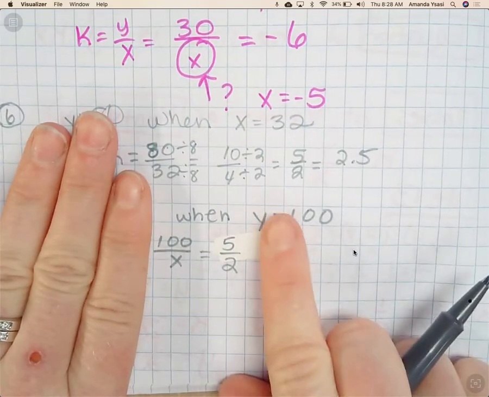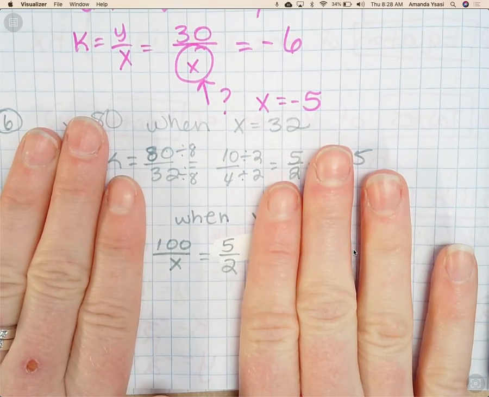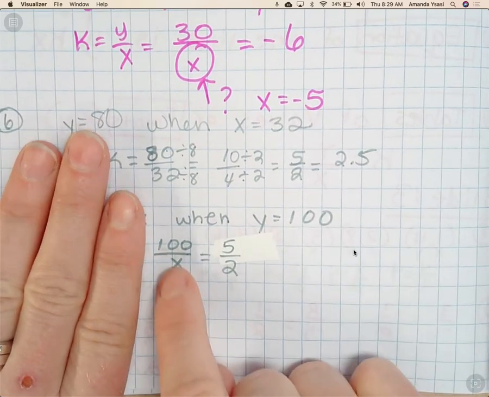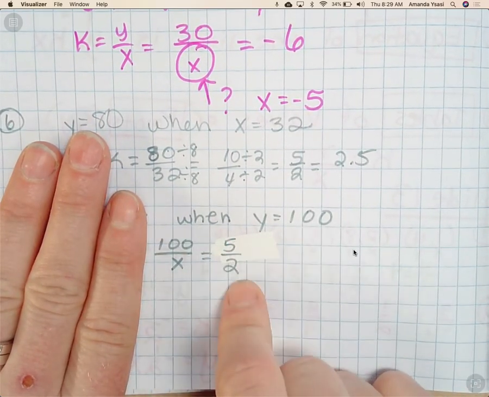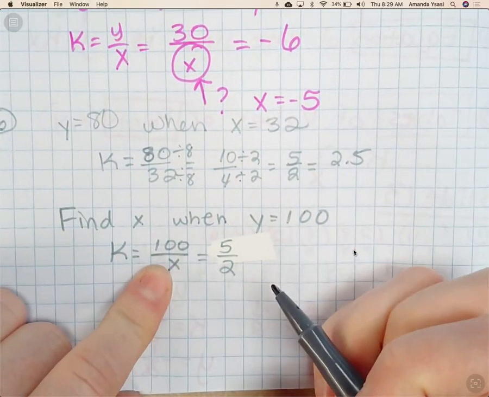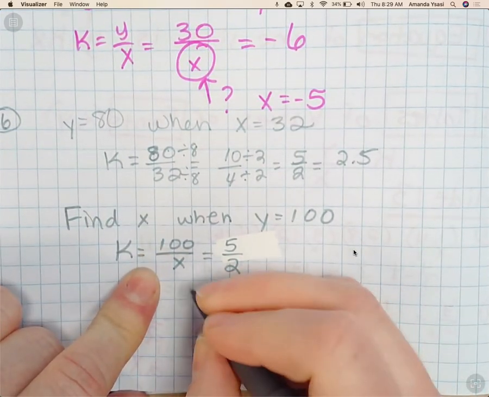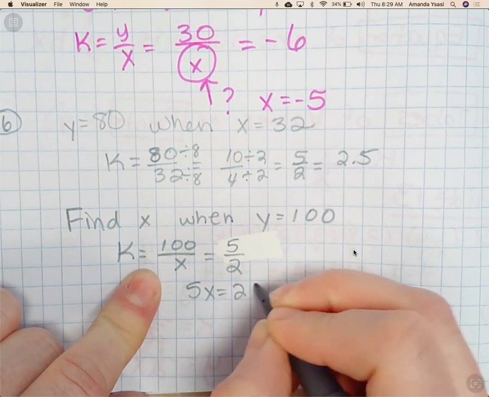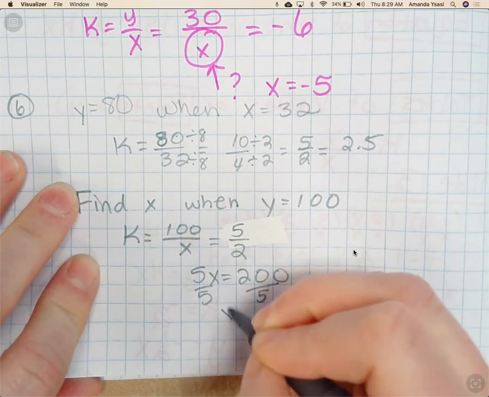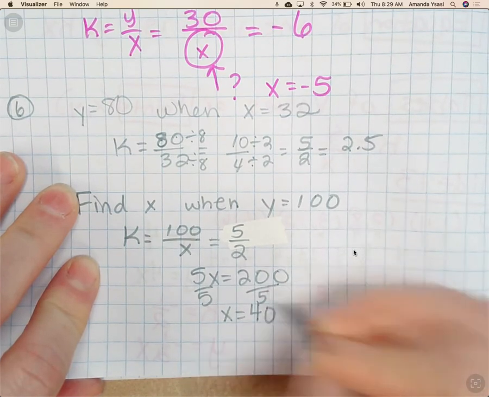But if I look at just this, not the k, not anything else, think about your earlier years in math. What do you do to solve an unknown whenever you have two fractions? Cross multiply and divide, yes. So that's what you'll do here. If I multiply, I get 5x equals 200. Divide by 5. I get x equals what? 40.